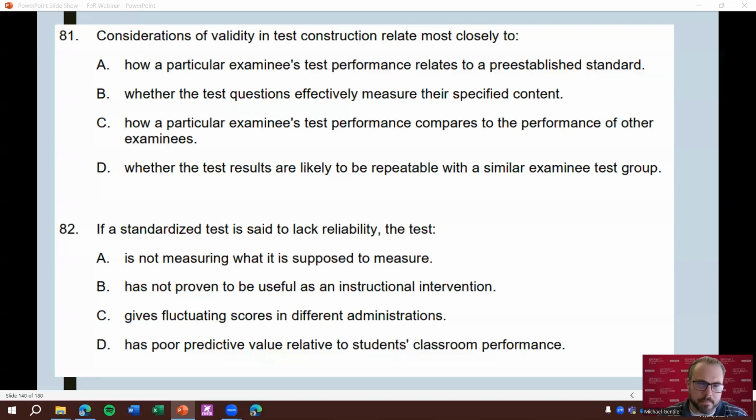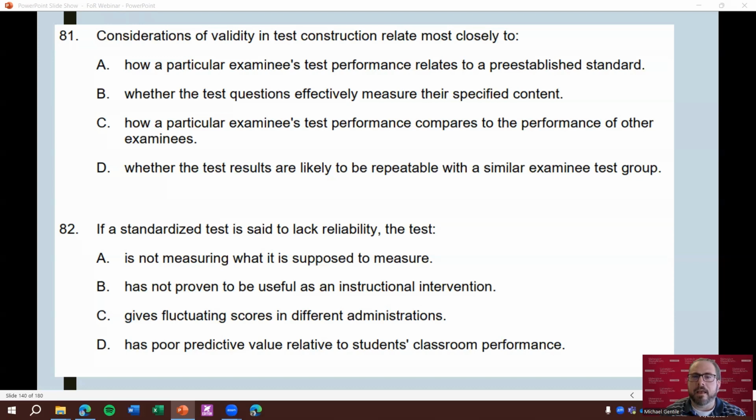The correct answer is B, whether the test questions effectively measure their specified content. All right, so 81 here is asking us what is validity? And if I rephrase what I told you validity is, which is does the test measure what it says it's supposed to measure? That is, does it effectively measure the specified content, right? But let's look at the other ones to just establish what those are as well, because they'll help us probably with other questions if we get these answers straight.